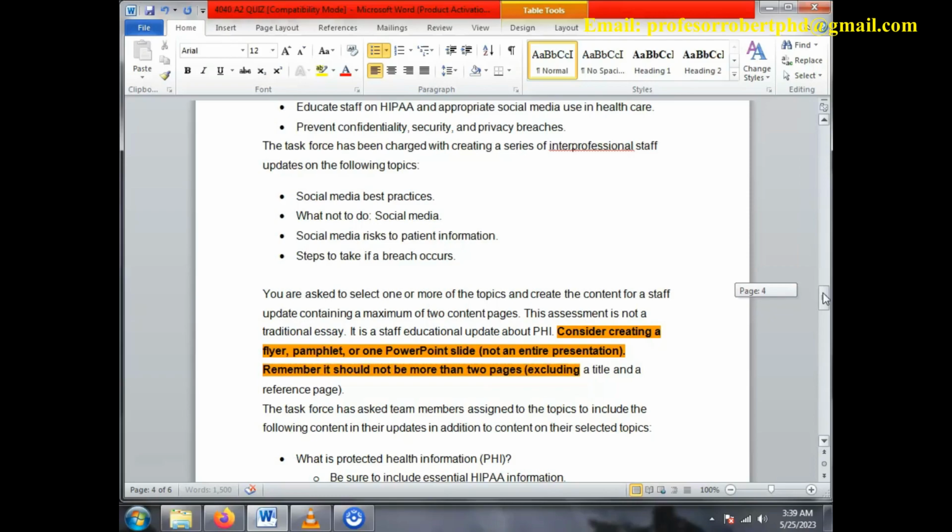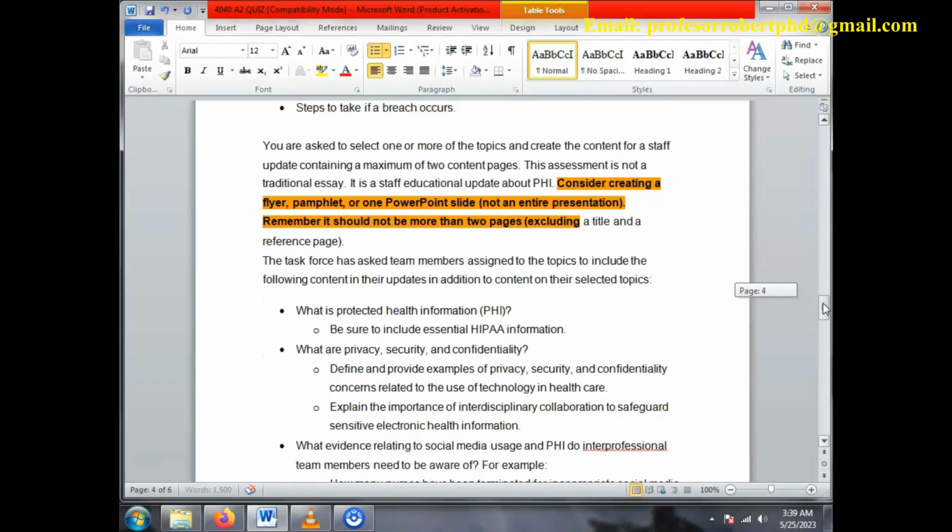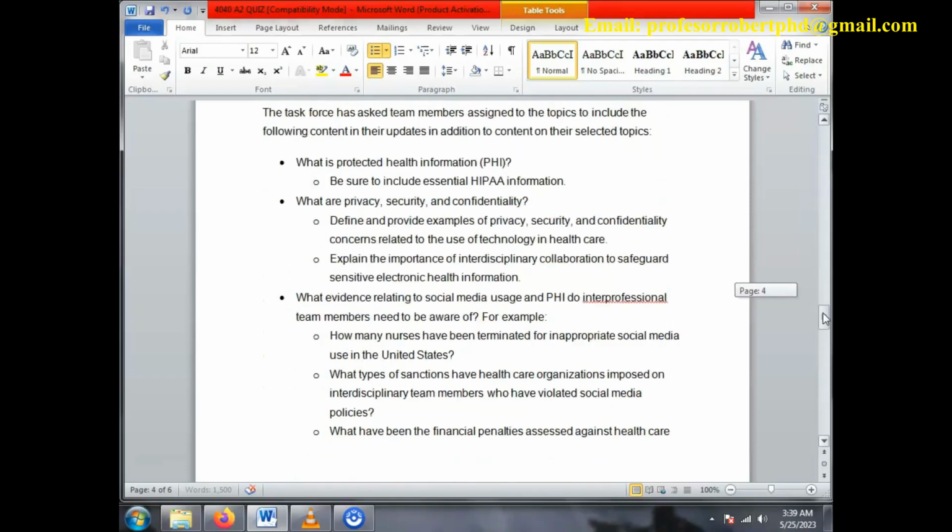The task force has asked team members assigned to the topics to include the following content in their updates, in addition to content on their selected topics. What is protected health information? PHI. They'll be sure to include essential HIPAA information. What are privacy, security, and confidentiality? They'll define and provide examples of privacy, security, and confidentiality concerns related to the use of technology in healthcare.